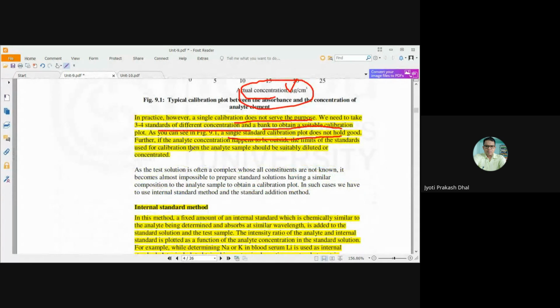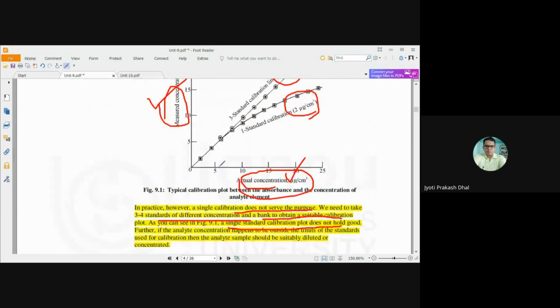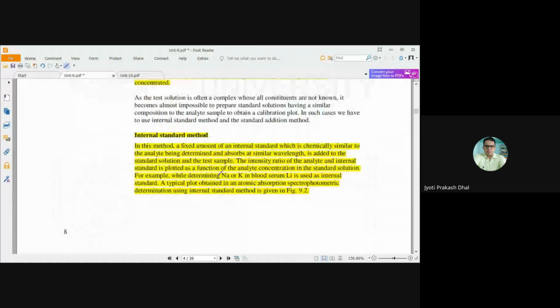But if we use the standard calibration curve, we can see a linear relationship between the measured concentration and the actual concentration. Now coming to the internal standard method.